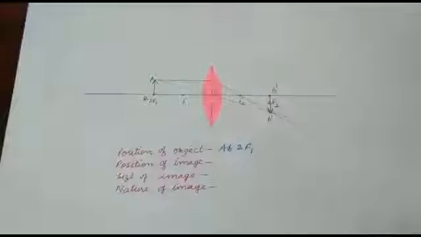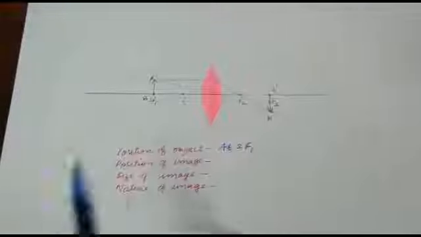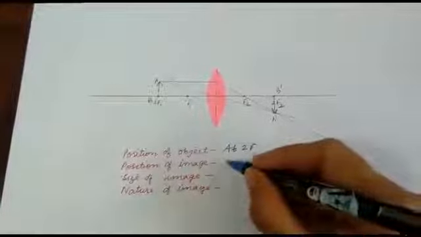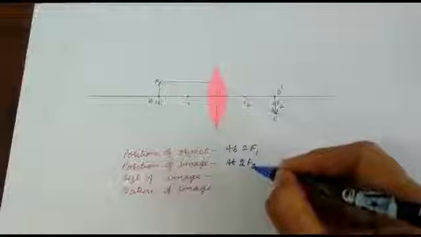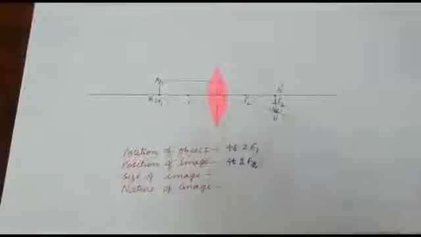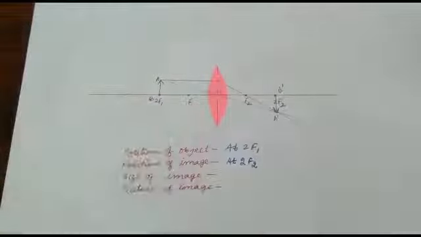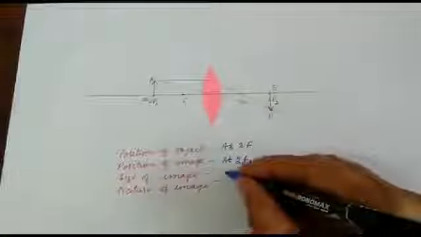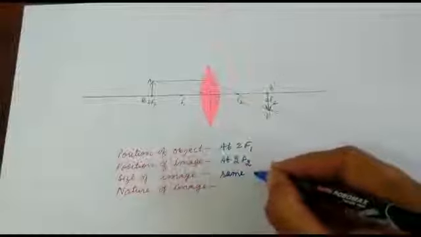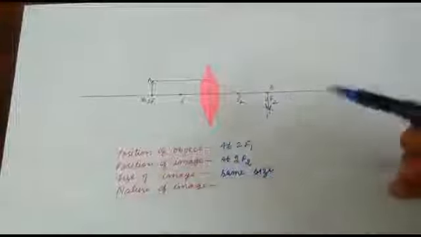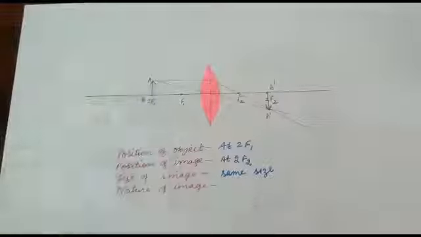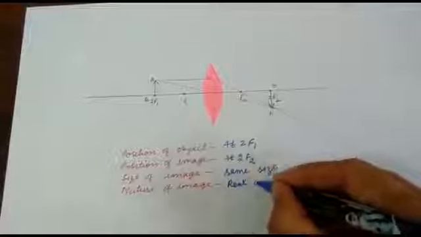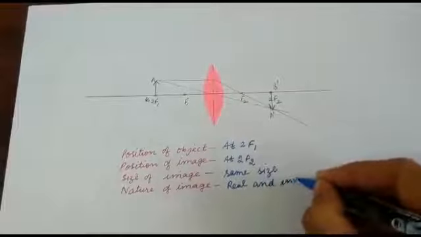So when the object is placed at twice the distance of the focal length, then the position of the image will be at 2F2, that is on the other side of the lens. The object is placed over here. The image will be formed on the other side of the lens. The size of the image formed will be the same. The size of the image and the size of the object will be the same. And the nature of the image is real and inverted.